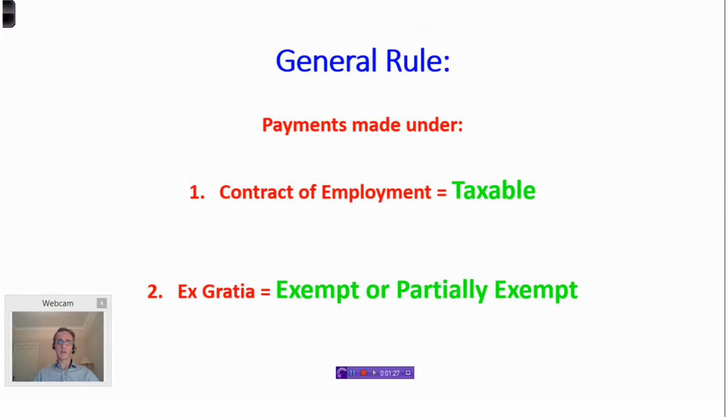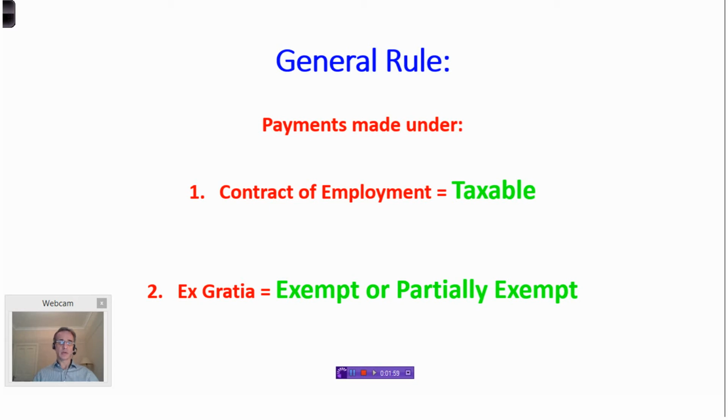Before I look at the 3 basic areas and the 3 basic exemptions, I'll draw your attention to a general rule in this area. The general rule is simply that if an individual receives a payment under Schedule E, and that payment is in line with their contract of employment, then that payment is going to be taxable regardless. It is going to be put into our taxable pot.